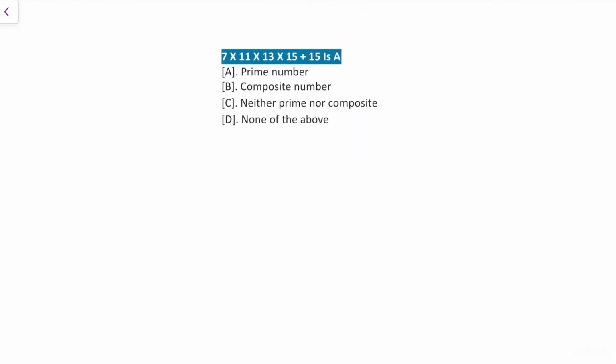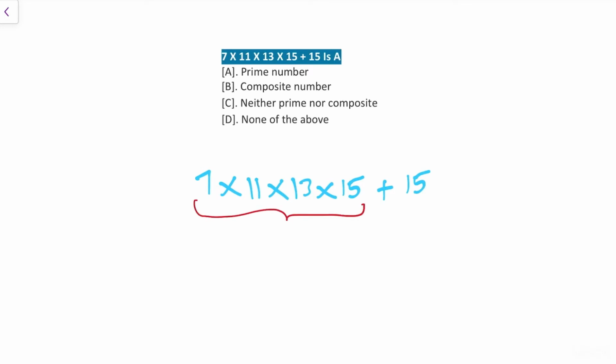Next, 7 into 11 into 13 into 15 plus 15 is a dash number. If we observe this question clearly, till here there is no plus or minus symbol, and then one more term is there. So this is called the first term and this is called the second term. As we already know, terms are always separated by the plus or minus symbol only, not by multiplication symbols. So total two terms are there.